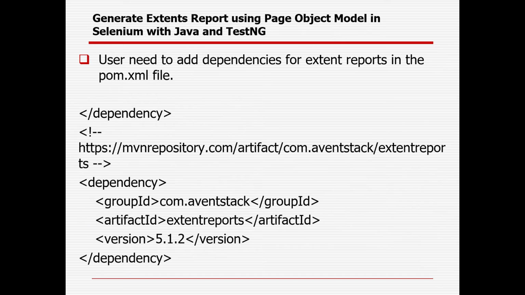So whenever you want to generate the Extent report, there are a couple of steps you need to follow. The first step is that you need to go to mvnrepository.com, get the Extent report plugin or dependency, and add that dependency in whatever Maven project you created, in that Maven project's pom.xml file.